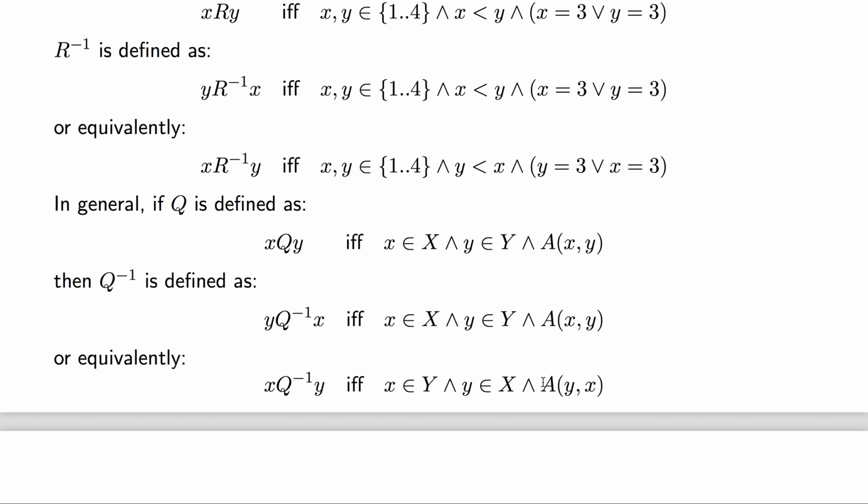So please notice that in this last formula we have x is in capital Y, y is in capital X, and when we write the arguments for the formula A, y comes first.